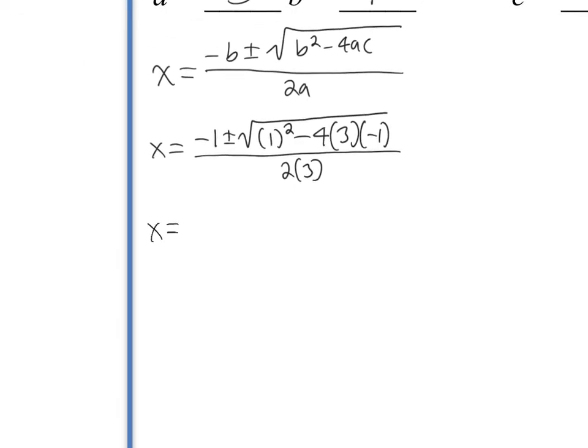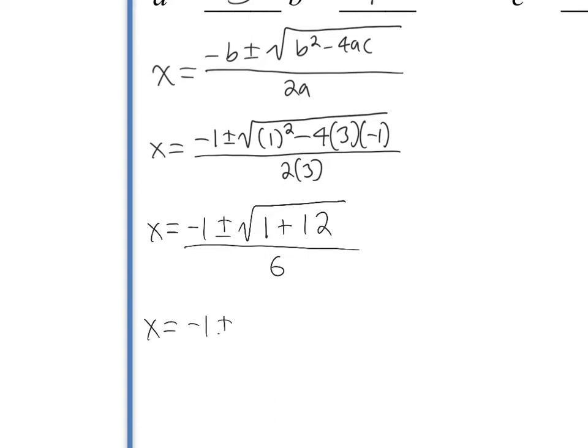All right, now we're just going to simplify this. We have x equals negative 1 plus or minus. What is 1 squared? Well, that's going to be 1. What is negative 4 times 3 times negative 1? Well, that is positive 12. And then 2 times 3 is 6. So now we have x equals -1 plus or minus square root of, what's 1 plus 12? 13, all over 6.